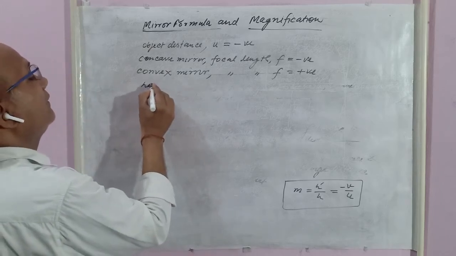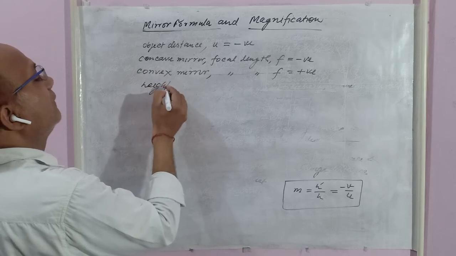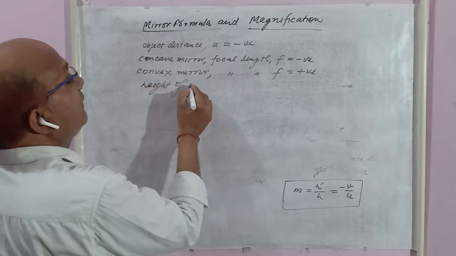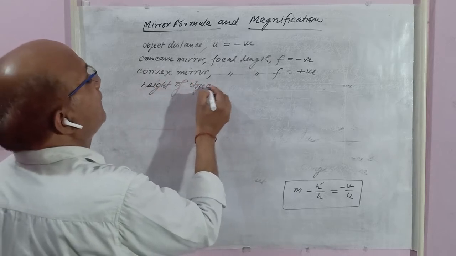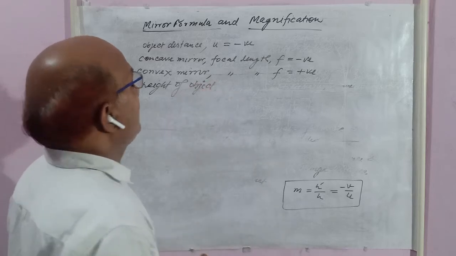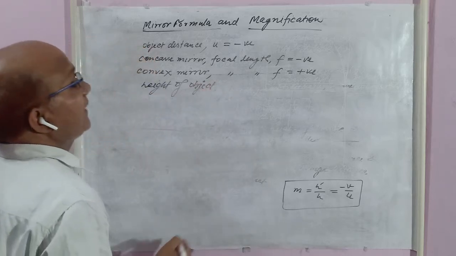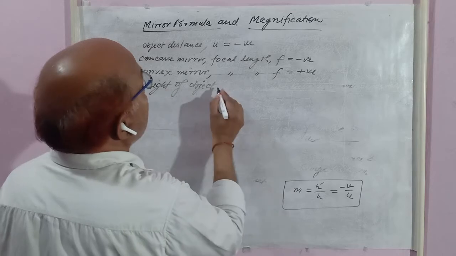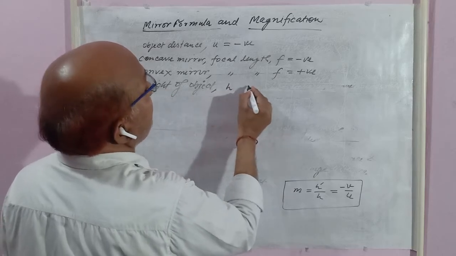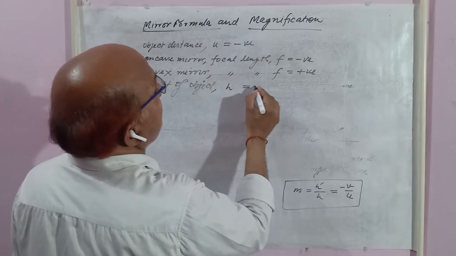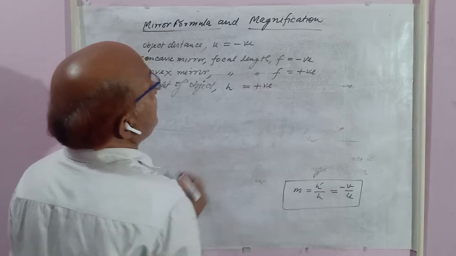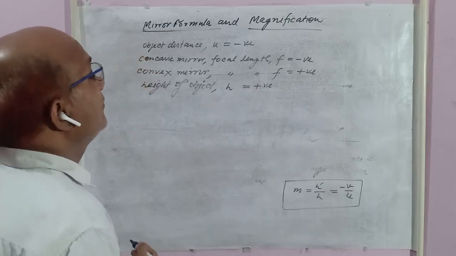One more thing, height of object, because object is always upright or erect, so height of object it is h, and it is always taken as positive. We will use the sign convention positive.